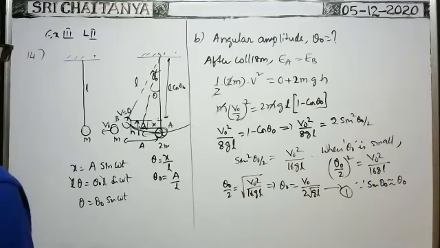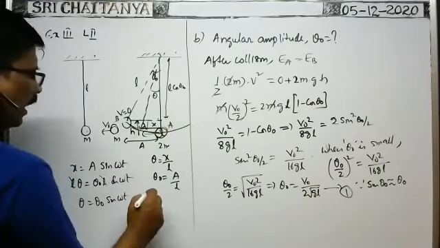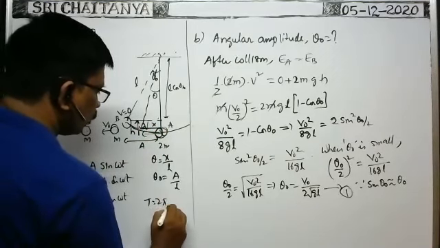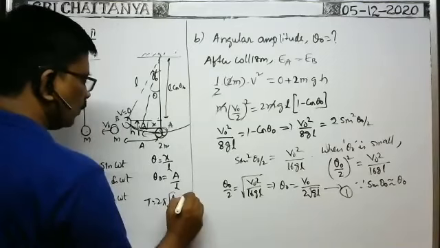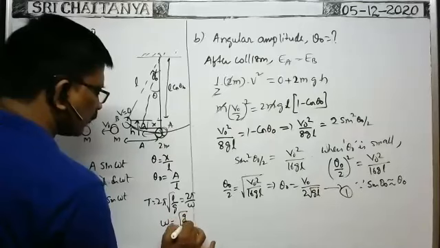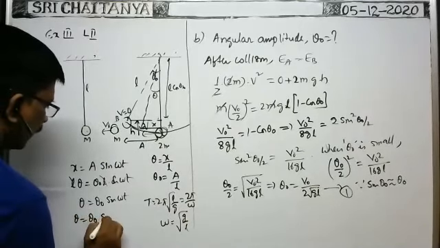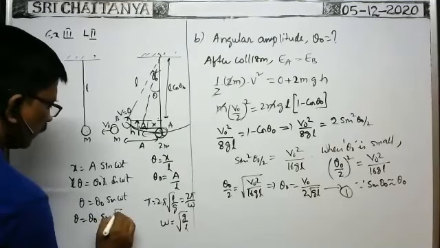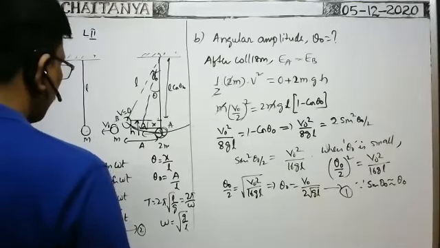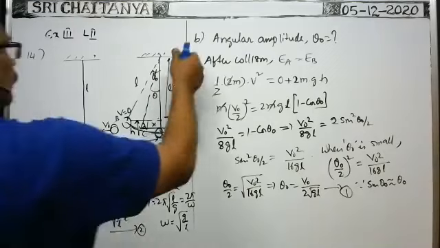What is the angular velocity of the bob of the pendulum? The time period we already know: T is equal to 2 pi into root of L by g, which is equal to 2 pi by omega. Then omega is equal to root g by L. You substitute here. Therefore, theta is equal to theta naught into sin of root g by L into t. This is equation 2. Now we substitute the theta value and theta naught value in this equation, and you will get the answer.